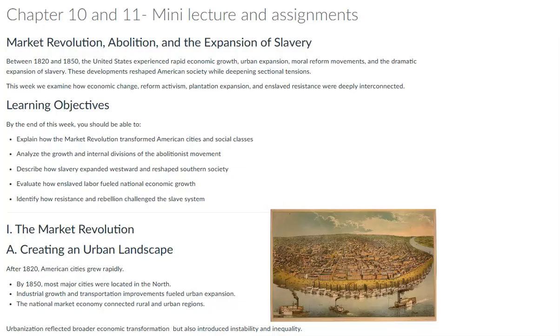So we're going to look at the time period between 1820 and 1850 when Americans celebrated economic growth, urban expansion, and political participation. But during that same period, during the same 30 years, slavery expanded dramatically, Native peoples were displaced, families were torn apart in the domestic slave trade, and sectional tensions intensified. So this was not a simple era of progress. Instead, it was an era of transformation and contradiction. Today, we're going to explore how the market revolution, abolitionism, plantation expansion, and enslaved resistance were all deeply connected.